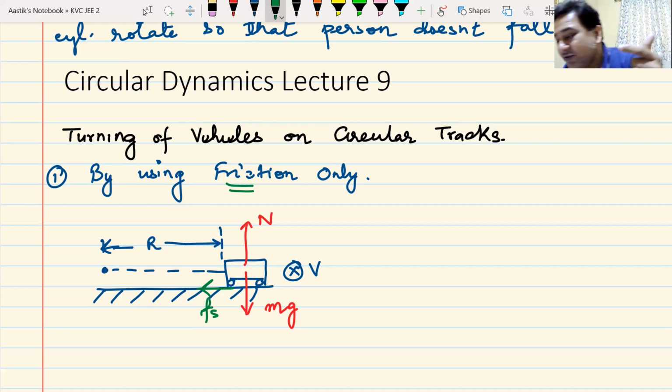So the only friction that is going to stop it or provide it the turning force is static friction, and pray to God that kinetic friction doesn't come, because if kinetic friction comes, then none will be able to stop it. It will keep on sliding.